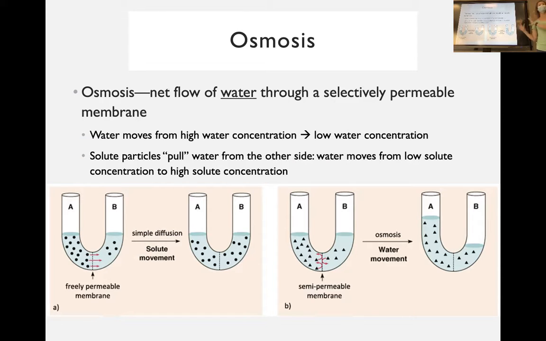Our goal with osmosis is to figure out essentially if water is going to move into a cell or if it's going to move out of a cell. And that's all based on the solute concentration. And by solute, I mean anything dissolved in there, like salt. That's why we put salt in that water.